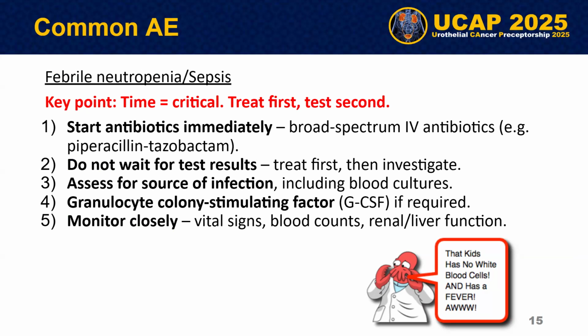Next, granulocyte colony stimulating factor or G-CSF can be administered if indicated. We should monitor our patients closely, including vital signs, blood counts, renal and liver function, especially organ functions, and ICU backup if needed.